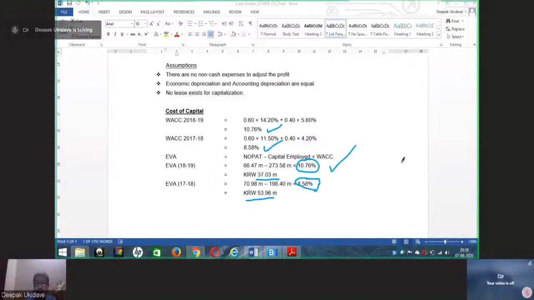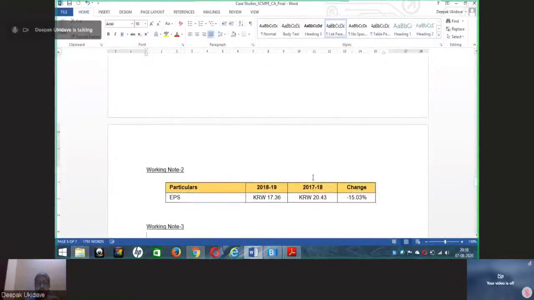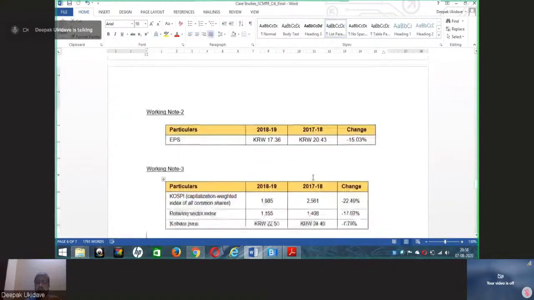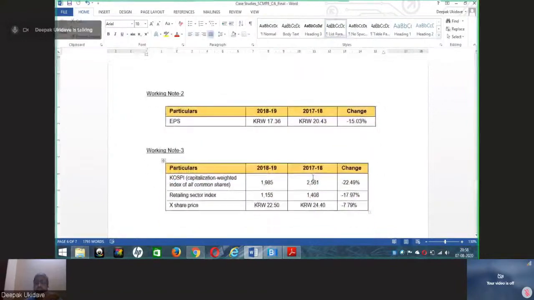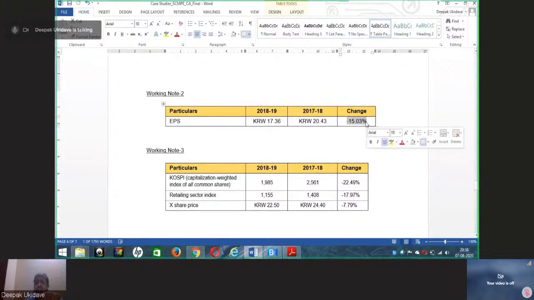Now these things will have to be quantified again in percentage also. So I told you even EPS you will have to quantify in percentage. EPS which you had calculated, there is working note 2 which talks about EPS. Current year's EPS is given to you. Last year's EPS is also given to you. So EPS has dropped down by 15.03%. Check the calculation: current year EPS 17.36 minus 20.43 divided by 20.43, the result will come out negative. So there is a decline in EPS.